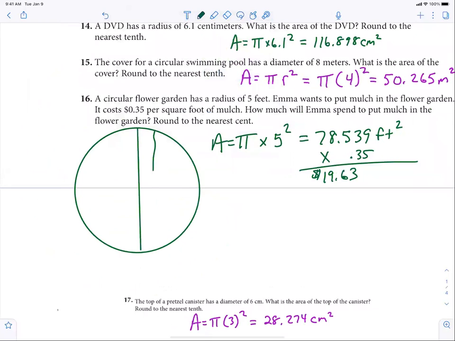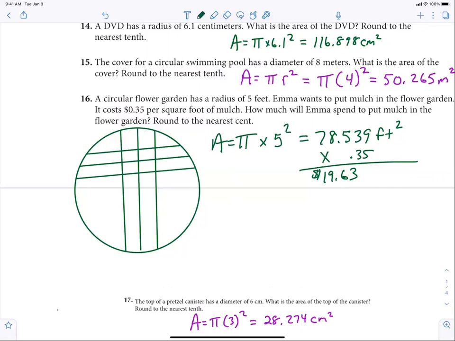To find the area, I'm just trying to show you something. Just be patient with me for one second. I'm drawing this out, and then I'm going to draw this way. Do you see what I'm doing? I'm creating a bunch of squares. So how many squares are in this circle? In this circle, there are 78 squares.